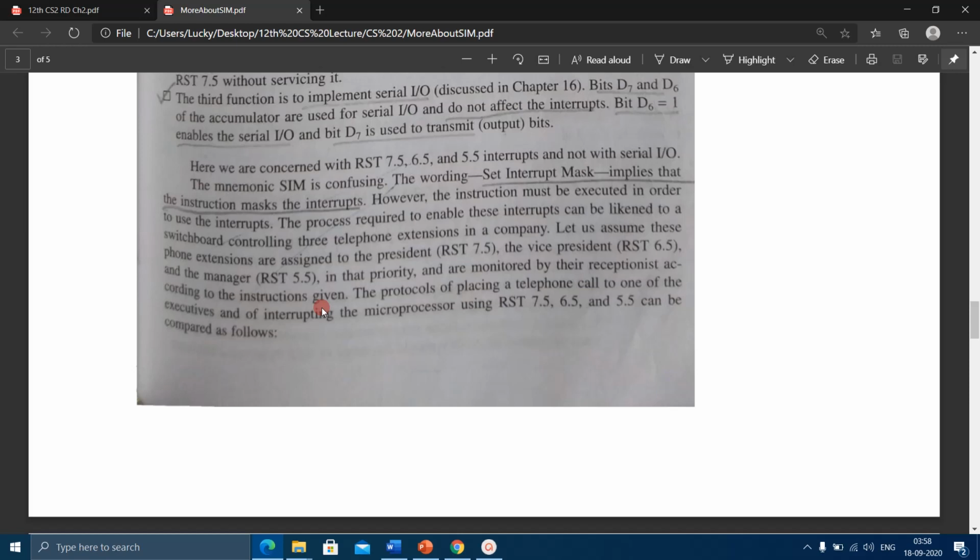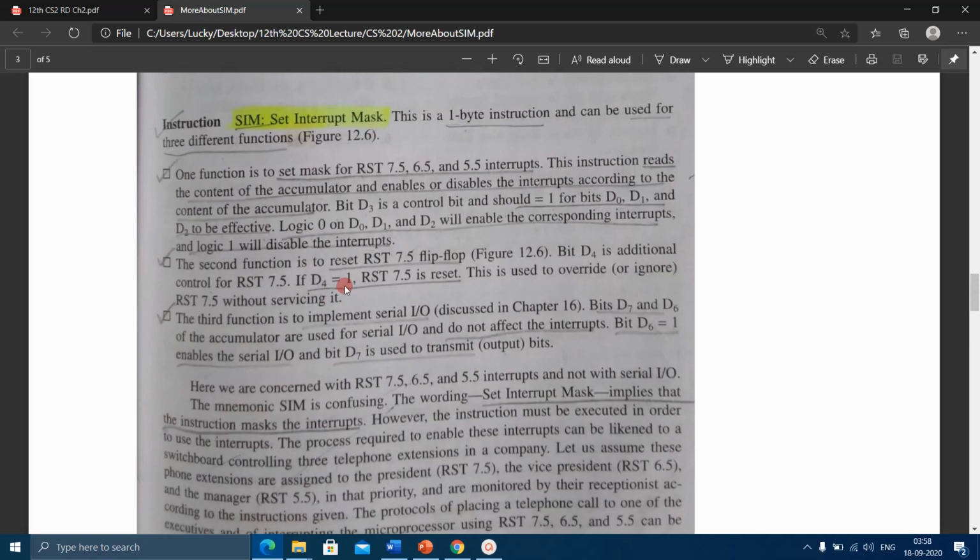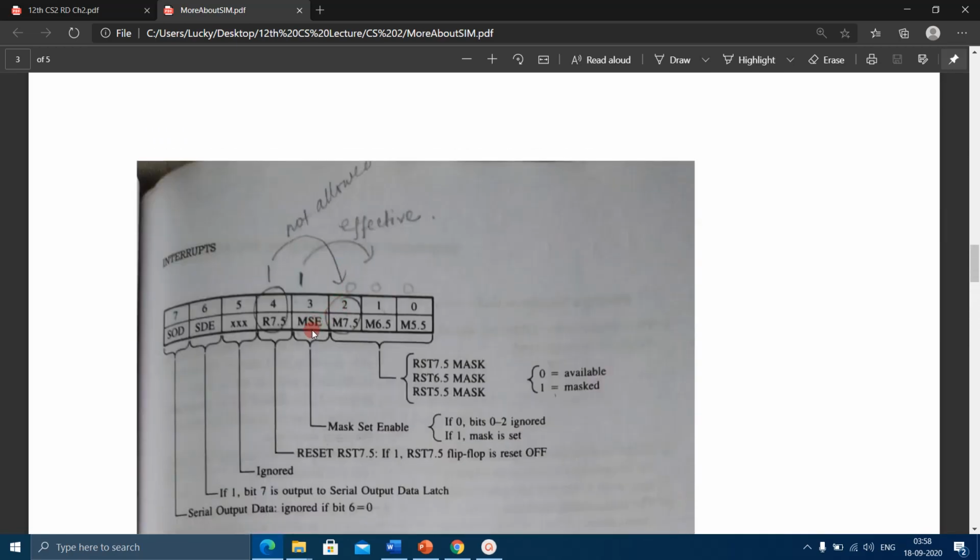So the receptionist is acting as the MSE bit, mask set enable. The receptionist is acting as the mask set enable pin. Or you can say that the receptionist is busy with some other work and is not currently present to forward the call to the President, Vice President or the Manager. So the call will be automatically directed to the President, Vice President and the Manager. The receptionist is not there. That means MSE is 0.